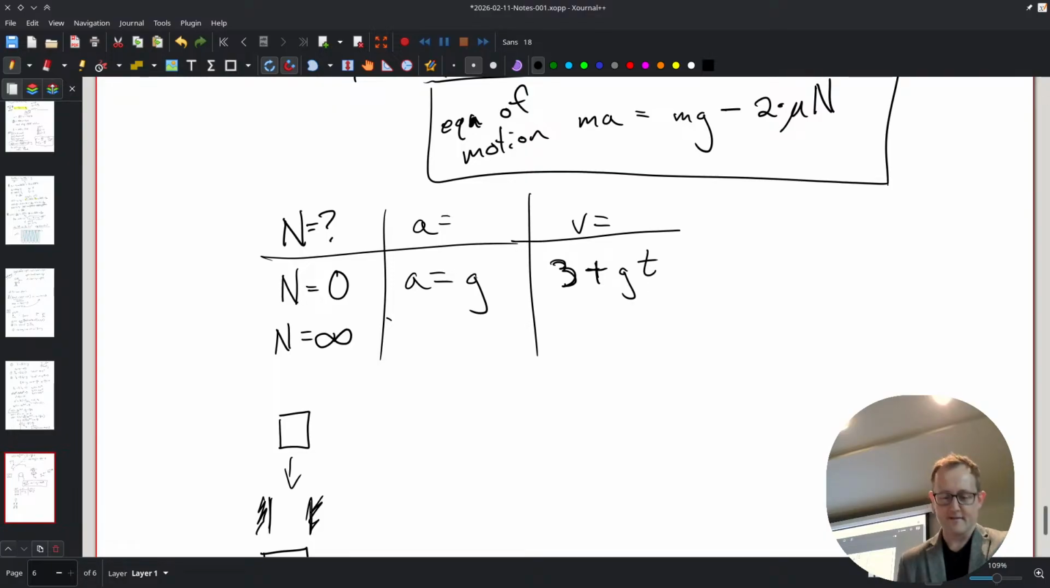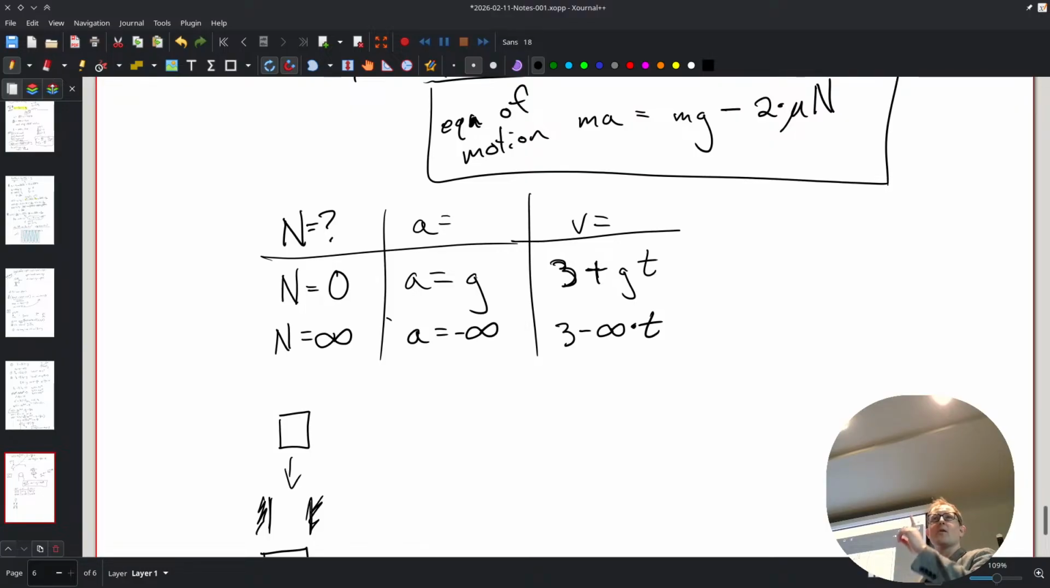Negative infinity. Yeah, because that mg compared to infinity is nothing. It doesn't matter that it's there. So then this would be a 3 minus infinity times t. Does velocity go to negative infinity? Yeah, it would have to go to zero, because otherwise the block would go upwards.